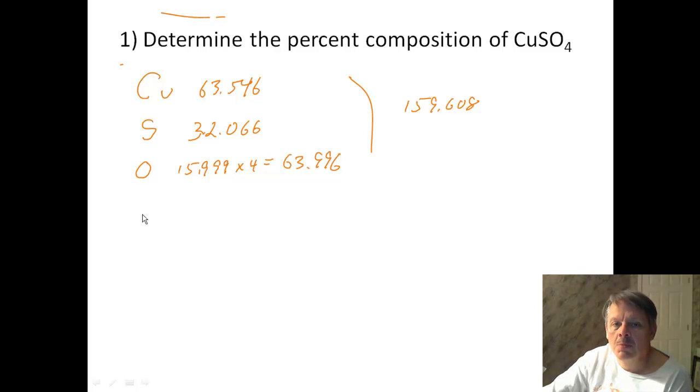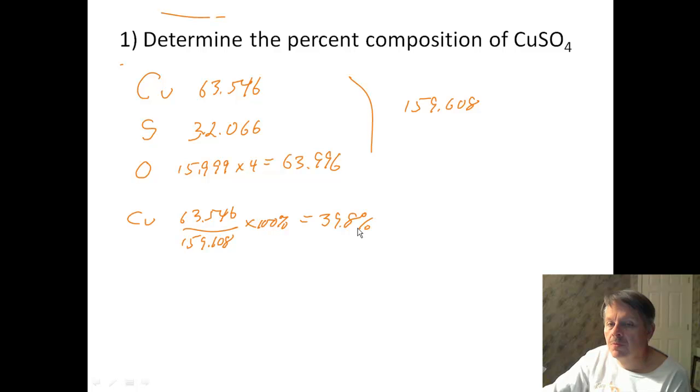Right, so what do I do? Well, I take the copper, 63.546, and I divide by the total, which is 159.608. This is coming back to you. I'll multiply by 100%, and that gives me my percent composition, which is 39.8%. Right. And do the same thing for sulfur.